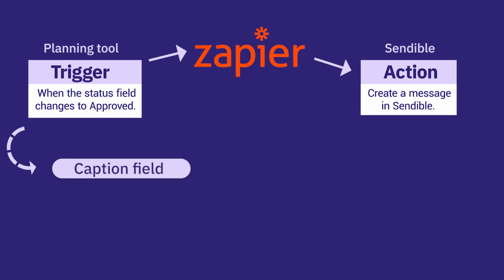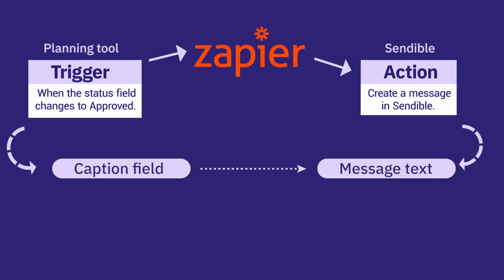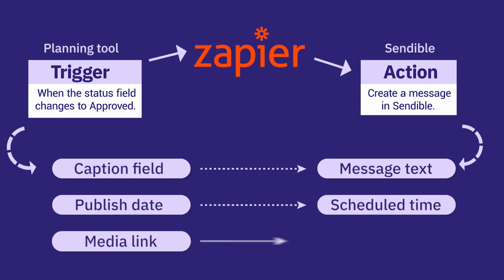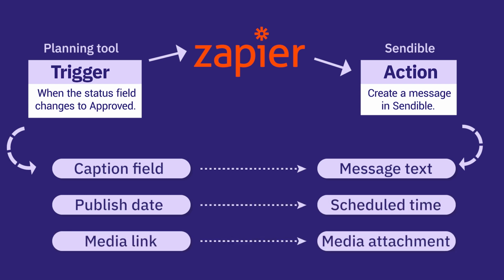The caption field in your planning tool connects to the message text in Sendible, the publish date connects to the schedule time, the media link connects to the media attachment. You also choose which social profile, profile list, or queue that post should go to. You only need to configure this once, and after that, whenever a post reaches approved, it automatically appears inside your Sendible calendar.